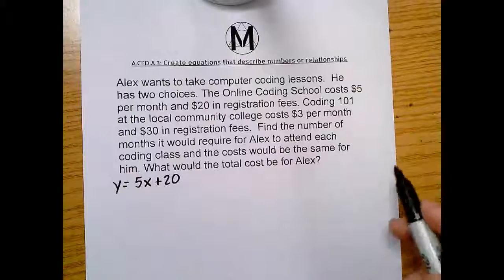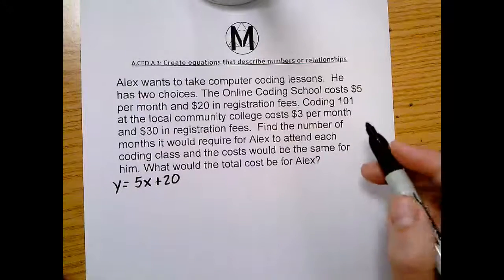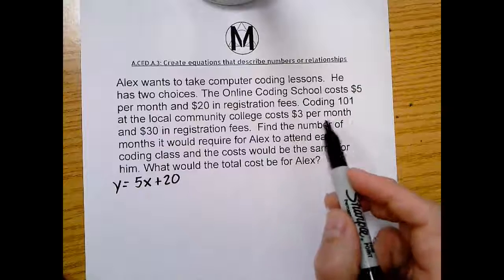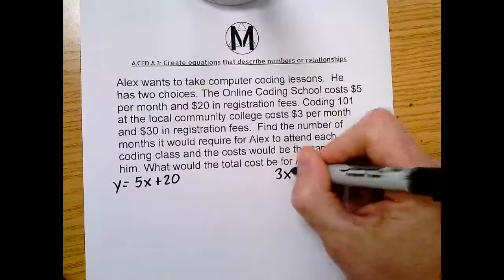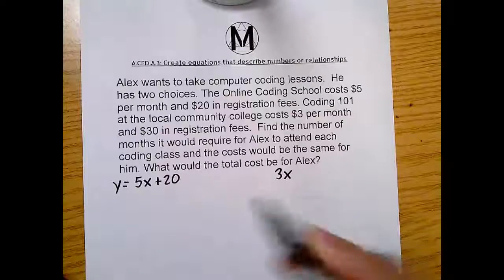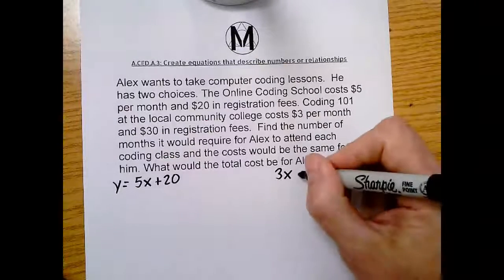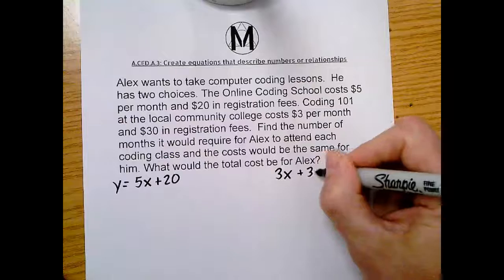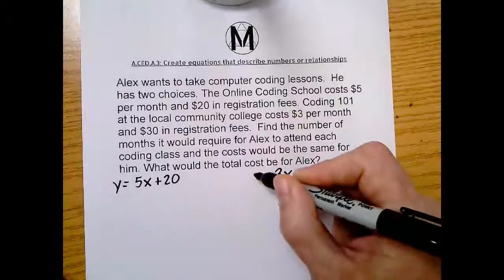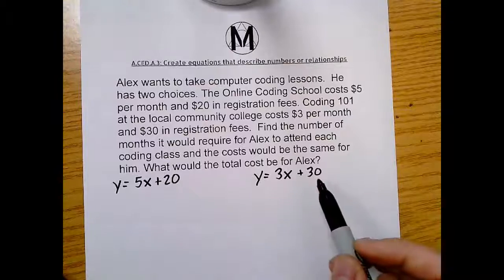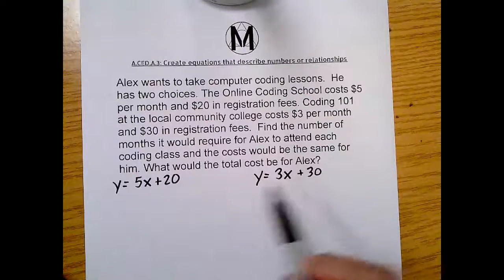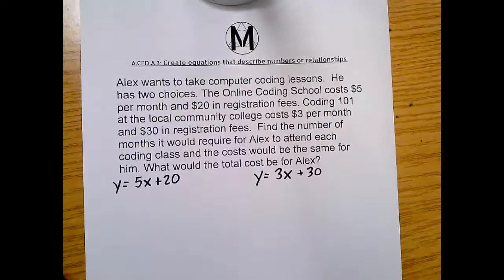Let's go to Coding 101 at the community college. It says here it's $3 per month. So let's follow the same pattern. $3 per month. But when you go to register there, they make you pay $30. All right, that is the classic conundrum. Do you pay more up front and less every month, or less up front and more every month? Classic conundrum. All right, so let's figure this out.